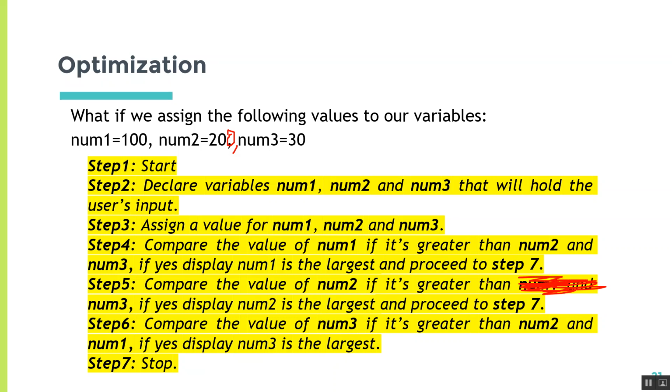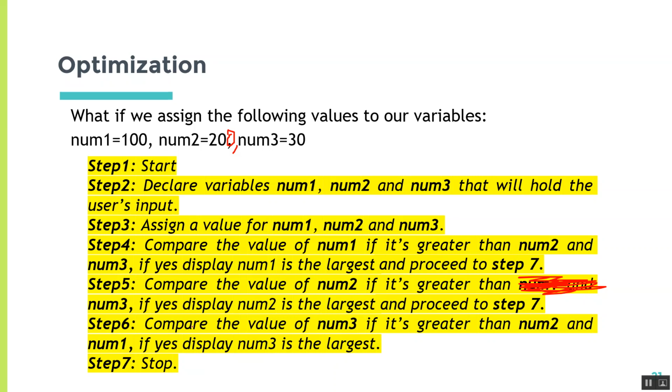Compare the value of num2 if it's greater than num3. If yes, display num2 is the largest and proceed to step 7. So this is correct. Next, step 6. Compare the value of num3 if it's greater than num2 and num1. If yes, display num3 is the largest.